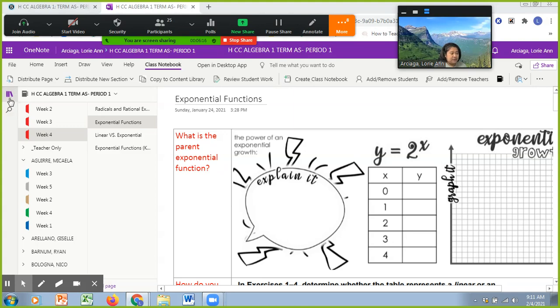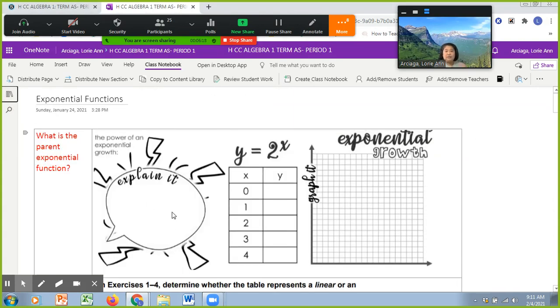All right, so let's take a look at the graph of this one. You can fill up the table of values online, or you can do it on your paper. That's up to you.